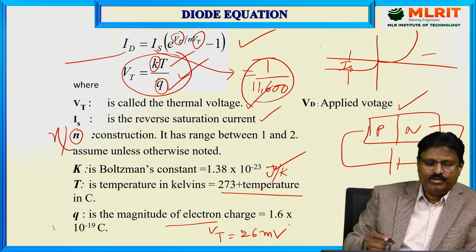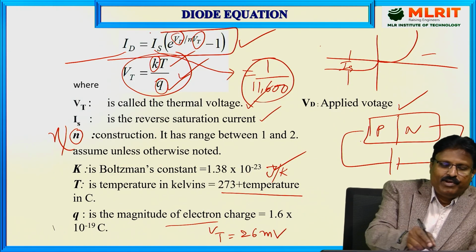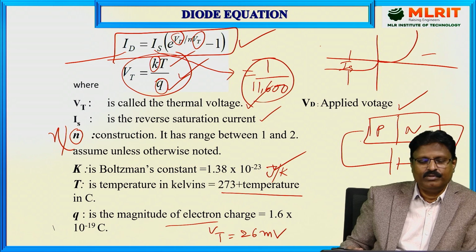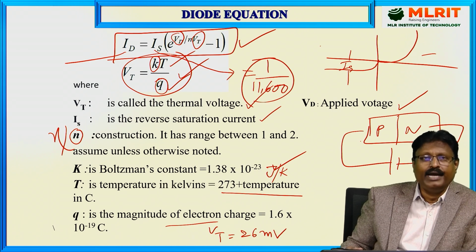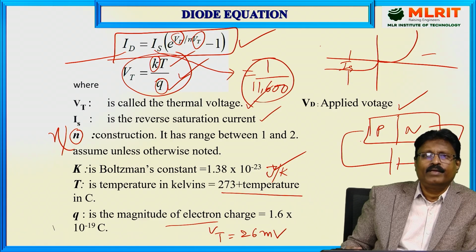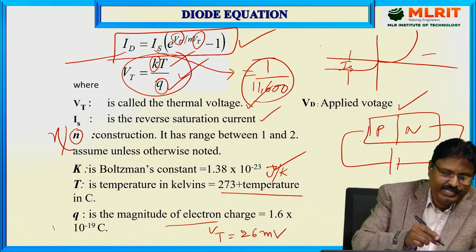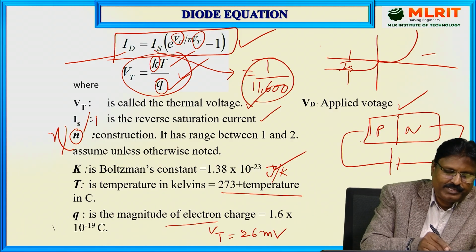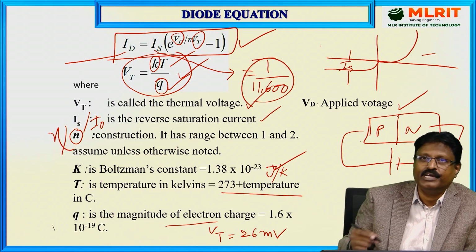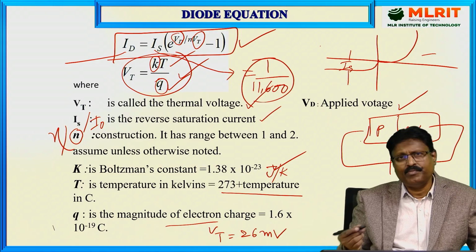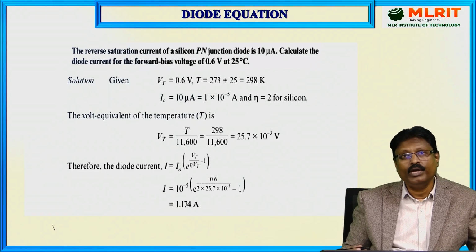So this is about the diode equation. The diode equation is represented like this: ID is equal to Is into e to the power of Vd by eta Vt, minus 1. In some textbooks, instead of Is, it will be represented as I0, that is the reverse saturation current. Based on this equation, let us go through a problem here.